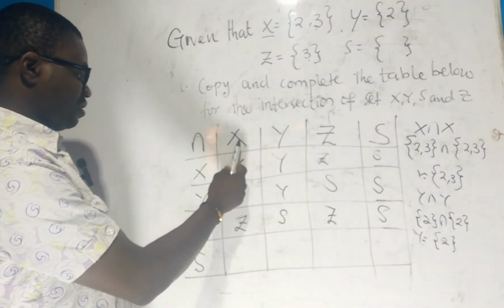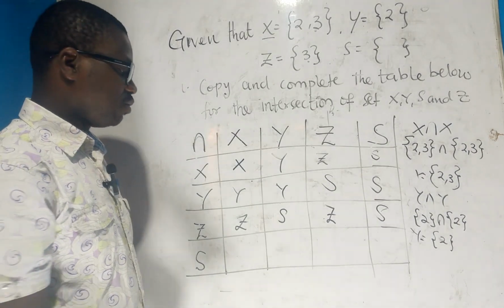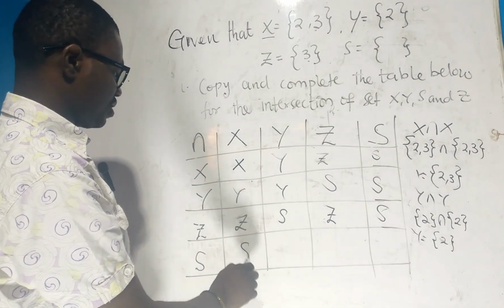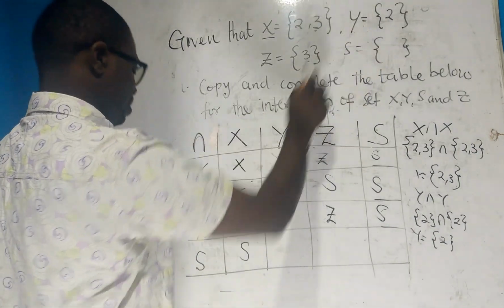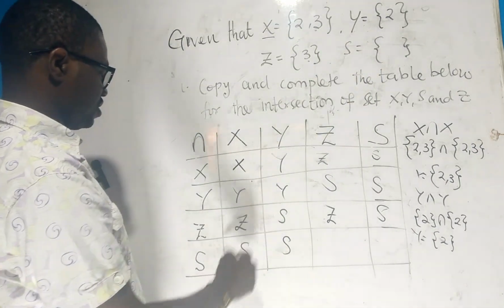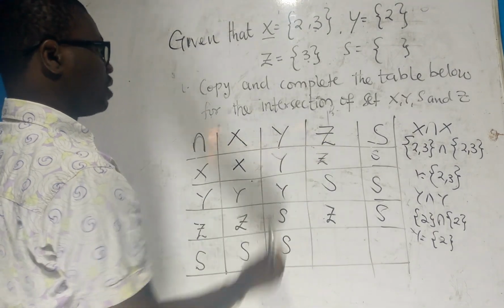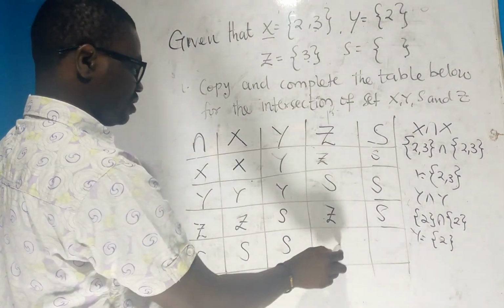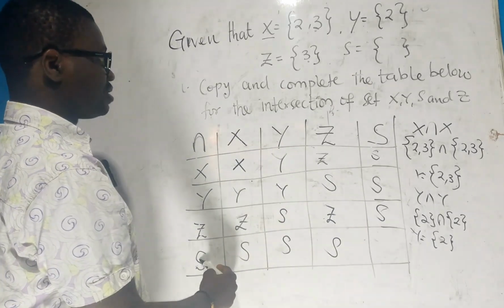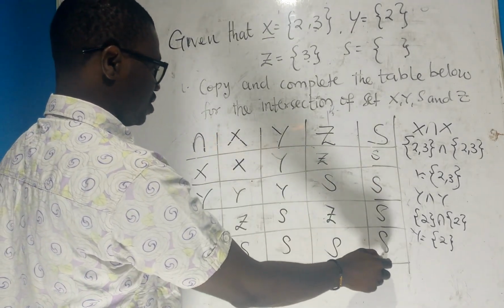S intersection x. There is no common value, so you are going to have s. S intersection y. Empty, so s. S intersection z. Empty set, so s. S intersection s is also an empty set.